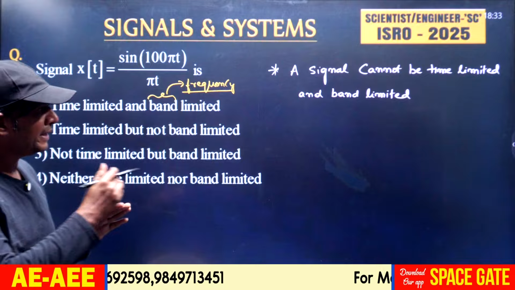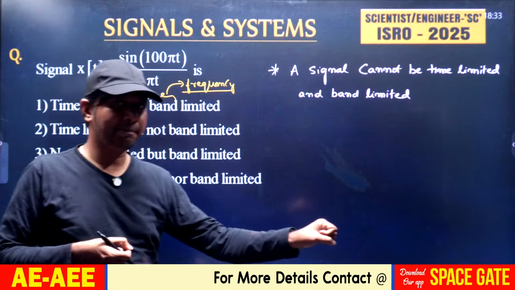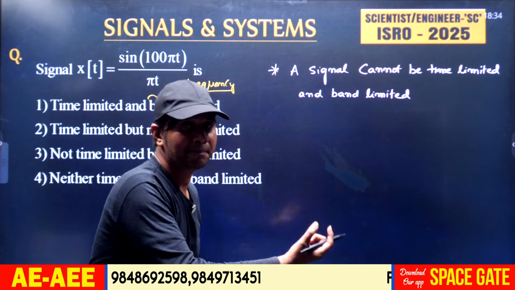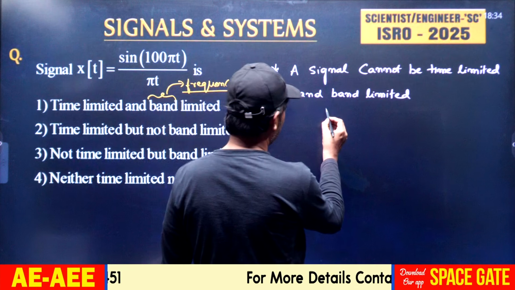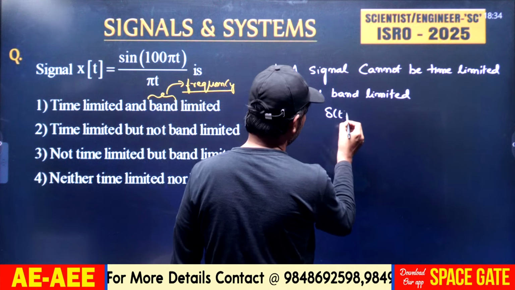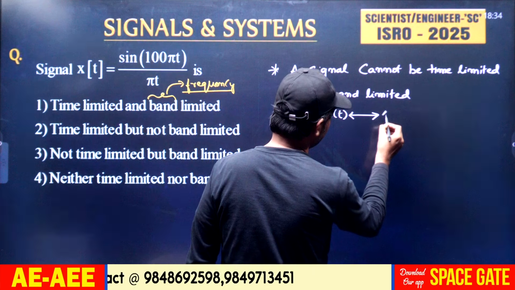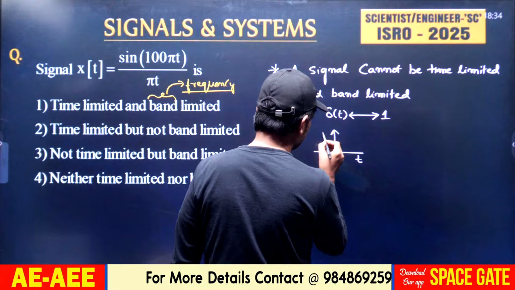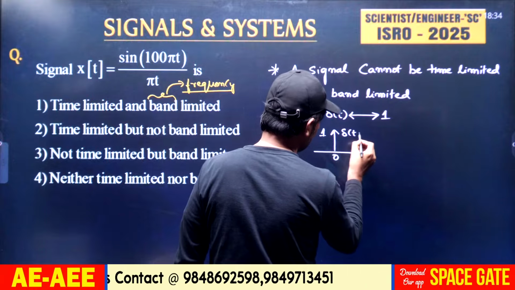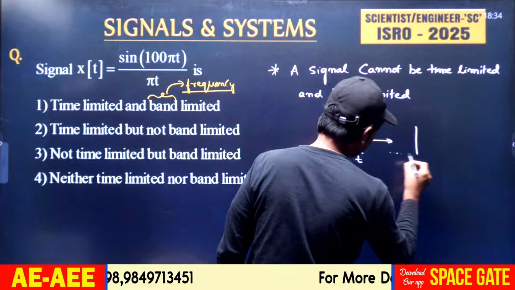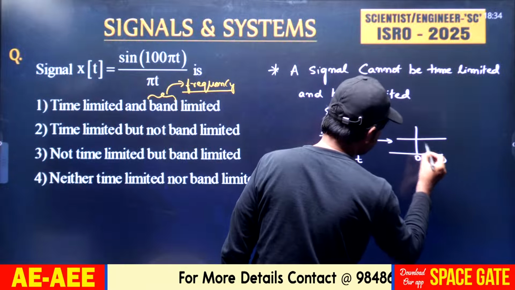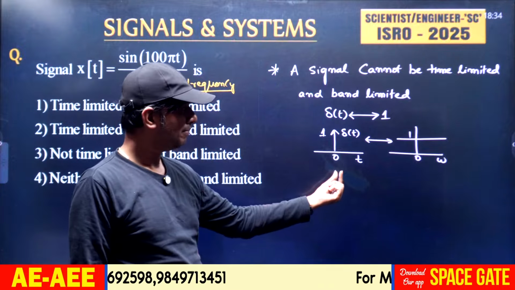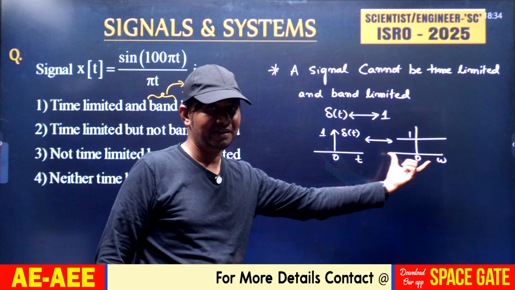Suppose the signal is limited in time, then it will be unlimited in band, and if the signal is unlimited in time, then it will be limited in band. For example, del of t. What is the Fourier transform of del of t? It is 1. So del of t, the signal looks like this, a continuous time impulse signal, and its Fourier transform is 1. 1 means this kind of shape, constant DC. If you observe, this signal is limited in time, but it is unlimited in frequency, that is band.